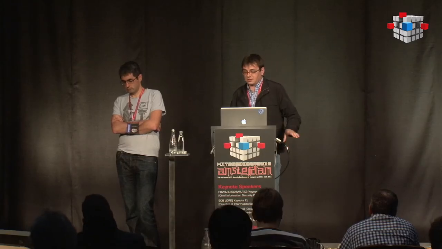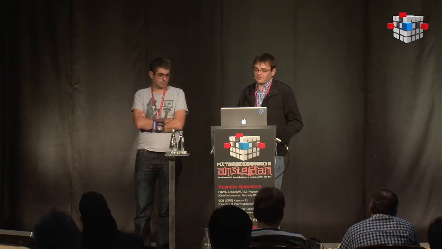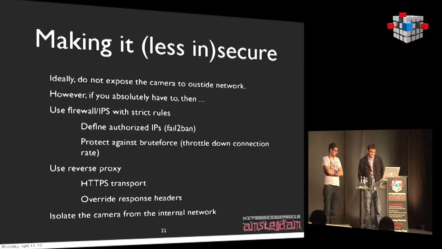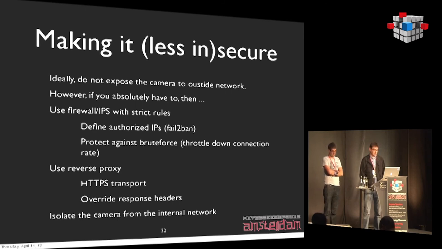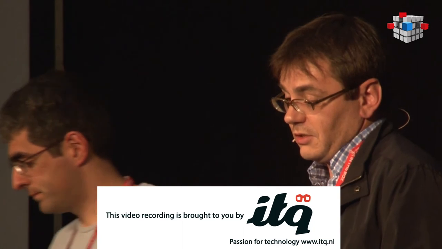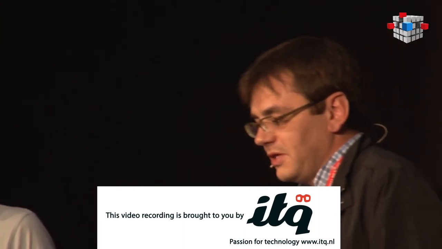Just use some box in front of the camera, like a firewall or IPS, which would run, for example, fail2ban, which would whitelist only your IP or IPs you know, and protect from brute force by throttling down connection rates. You can also have a reverse proxy, so you have at least an HTTPS connection between the reverse proxy and the end user. And it would make sense to override response headers by not saying that you are a NetWave IP camera, so script kiddies found on Shodan won't play with your camera.